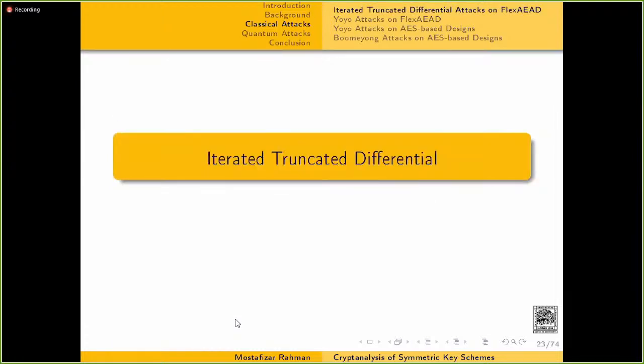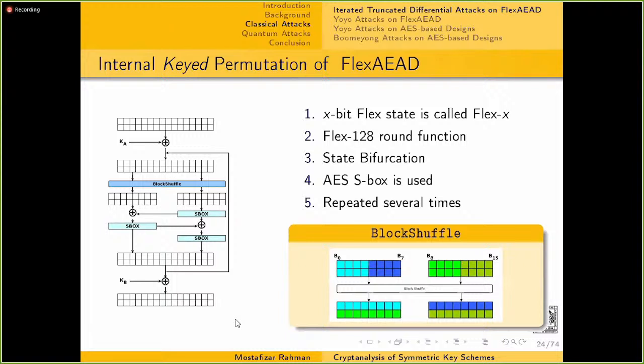First, iterated truncated differential attacks. This is the internal key permutation of FlexAEAD. Here we have shown only the Flex-128 round function, which has a state size of 128 bits. You can see there is a block shuffle layer, a linear layer, and then S-boxes, and these S-boxes are AES S-boxes. Two keys are used in each round. So this is one round of the internal key permutation of FlexAEAD.